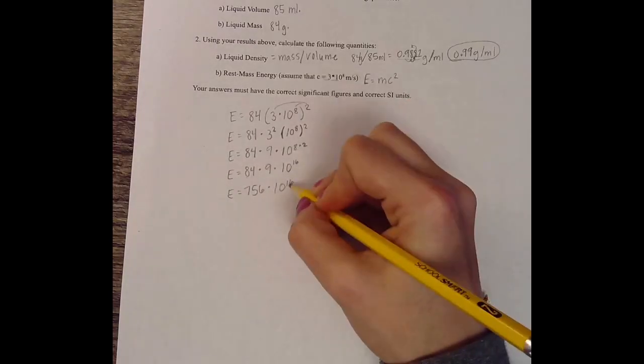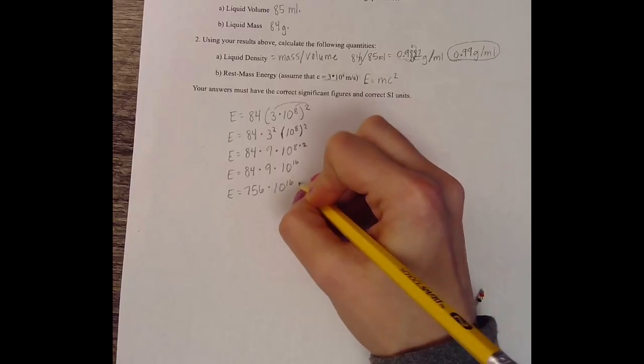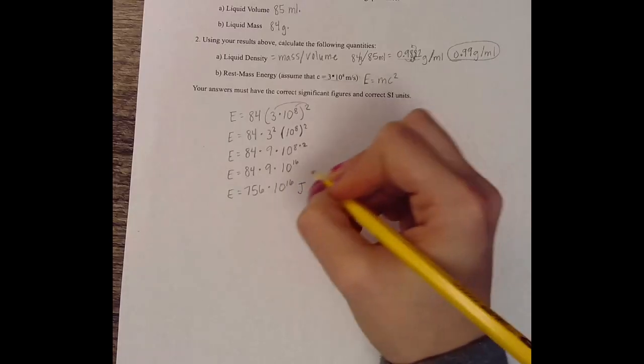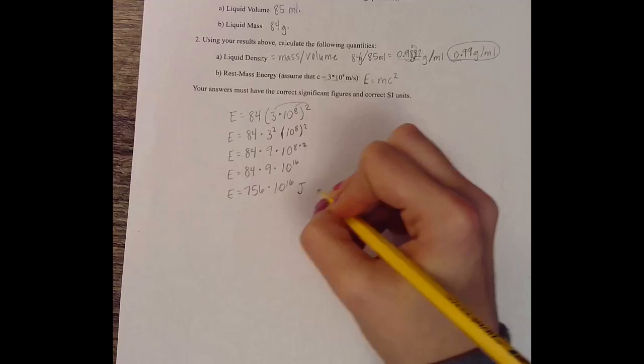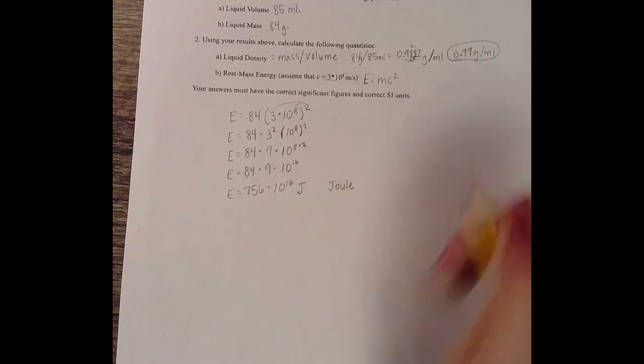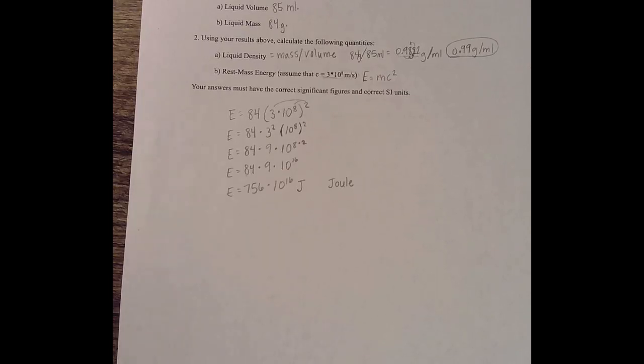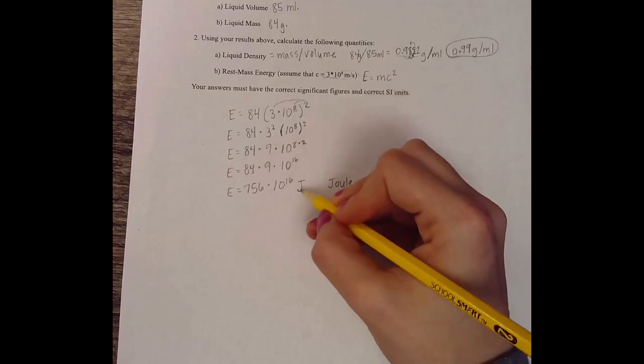You can leave it just like that, but you're going to want to add your unit. Your unit is now called joules. Joules. You're going to put a J there. Joules is spelled like this. Okay, and it's the unit that stands for rest mass energy, basically.